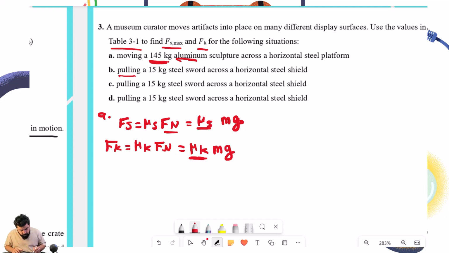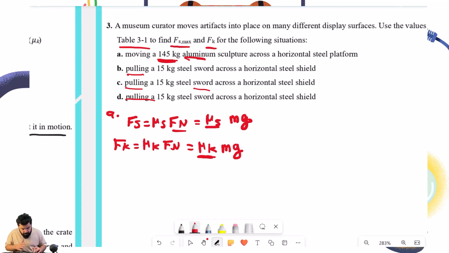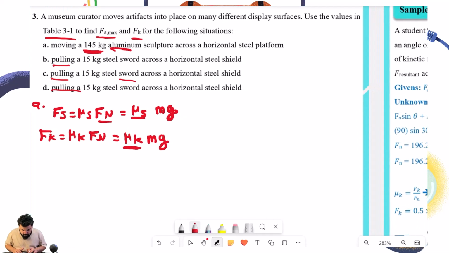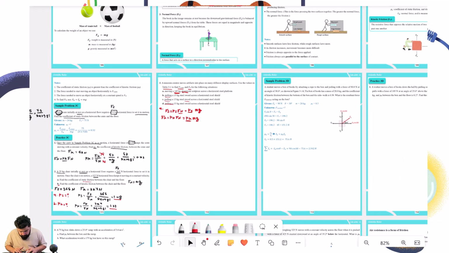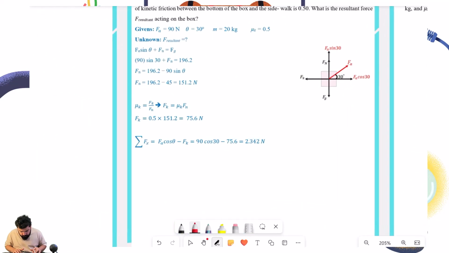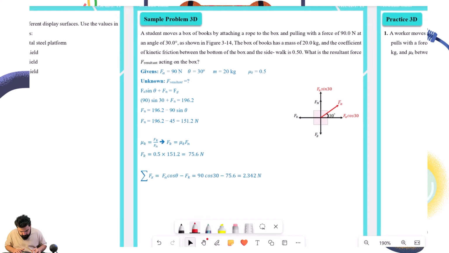And then this one too, and this one too, a sword across a horizontal steel. And please do this yourself because they're really, really easy. I'm going to move on to sample problem 3D, which I think is really important.